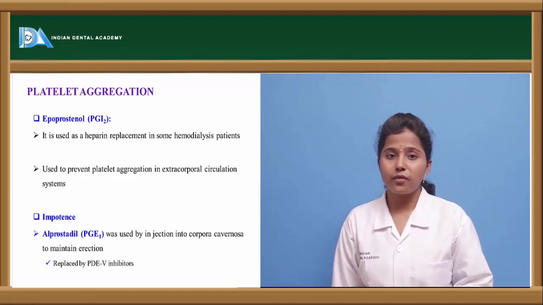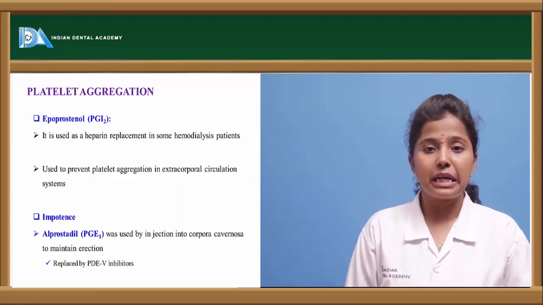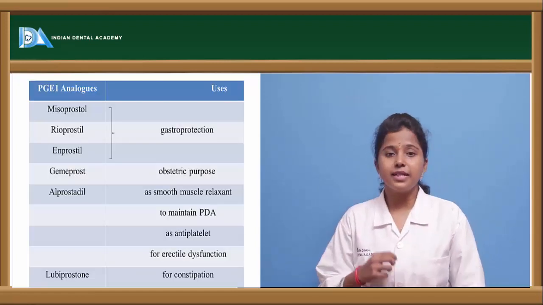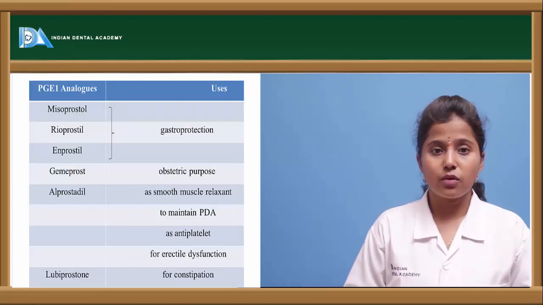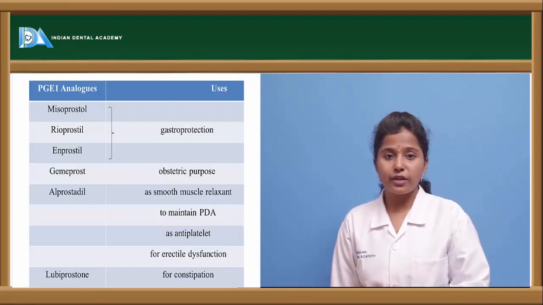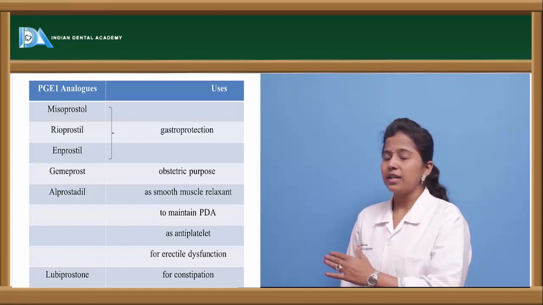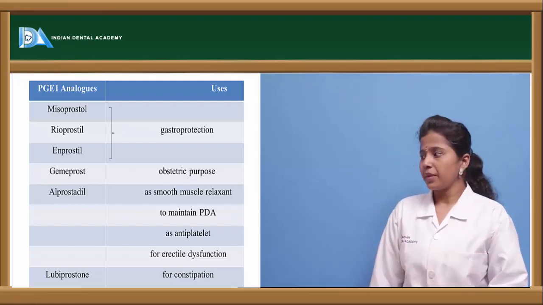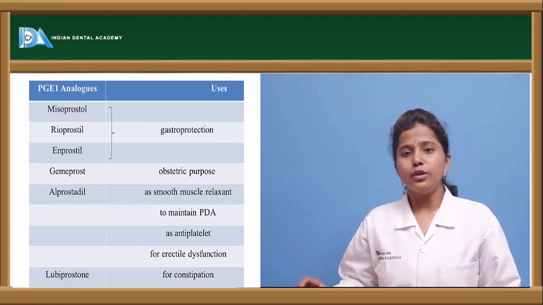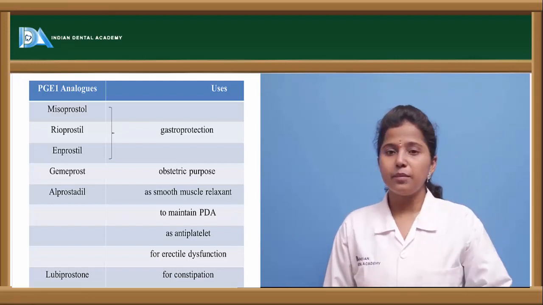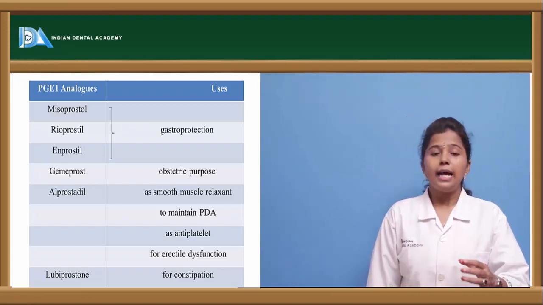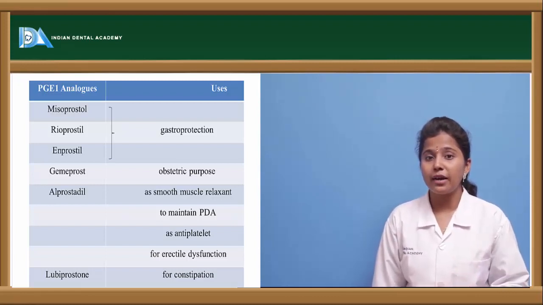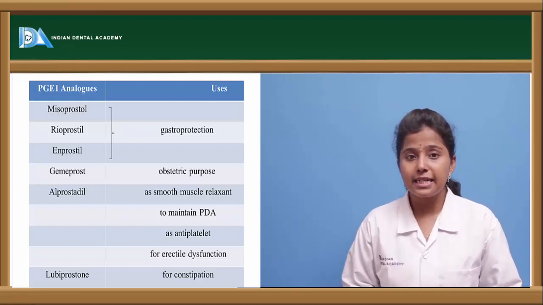Alprostadil is such a marketed formulation which contains PGE1 and it is mainly used in impotence. There are various analogues of these prostaglandins also. Let us see the analogues of these prostaglandins. PGE1 has various analogues like misoprostol, enprostil, alprostadil and lubiprostone. Individual analogues have their various actions. For example, misoprostol and enprostil are mainly useful in gastroprotection. So these types of analogues of PGE1 are recommended for protecting against gastric acid ulceration.